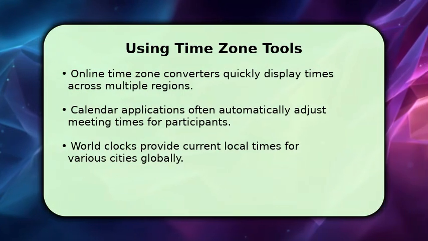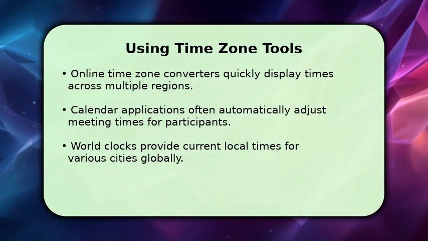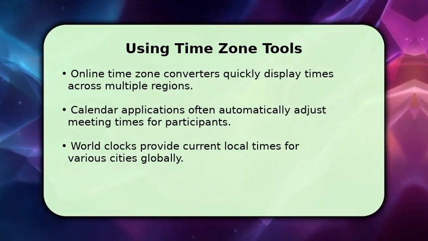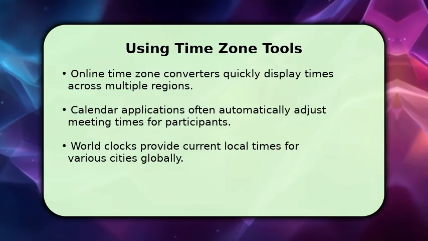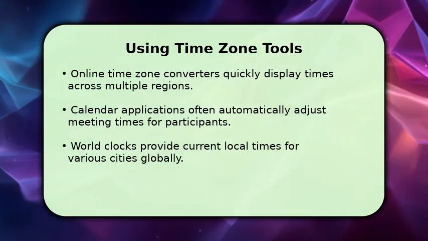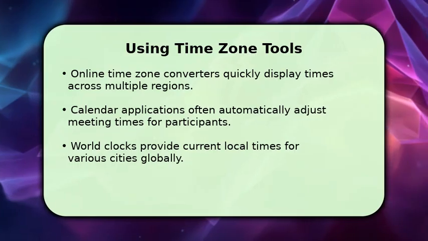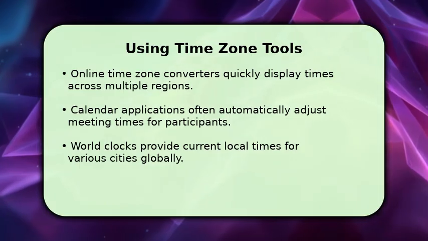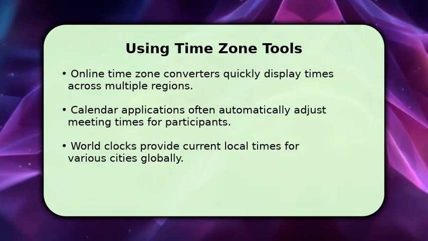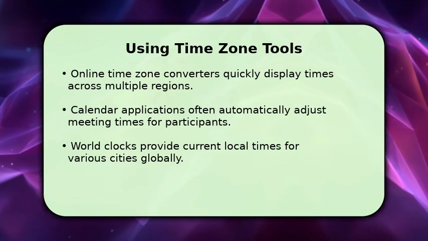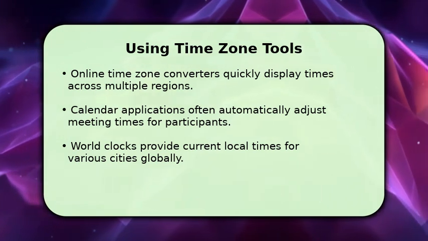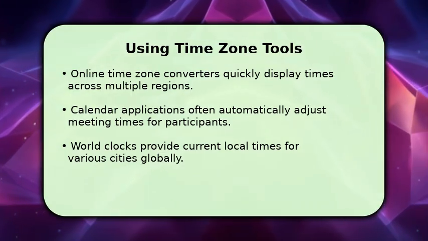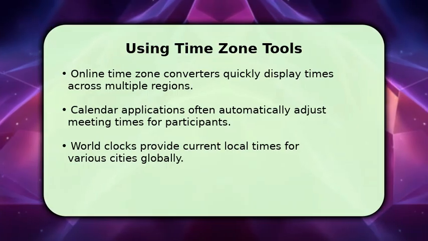Leveraging modern time zone tools can greatly simplify managing schedules across different regions. Online converters are incredibly useful for quickly seeing what time it is in multiple locations simultaneously. Many calendar applications also offer features that automatically adjust meeting times based on each participant's time zone, preventing confusion. Additionally, world clocks provide an instant overview of current local times in various cities around the globe, making international planning much more straightforward and efficient.